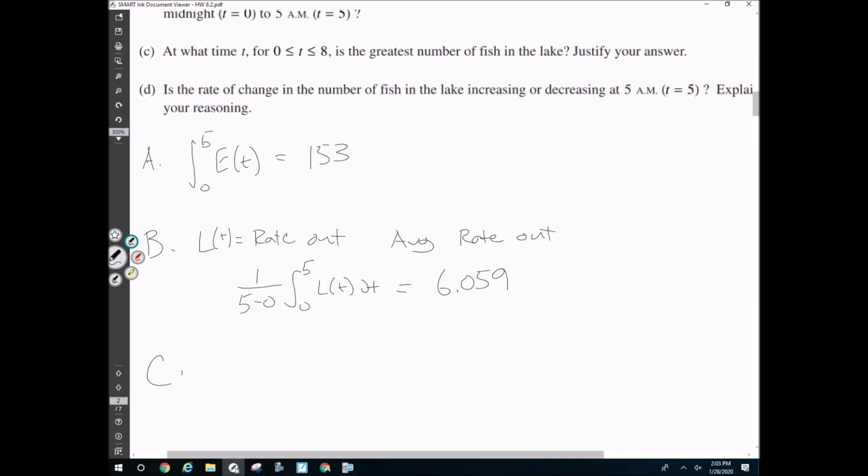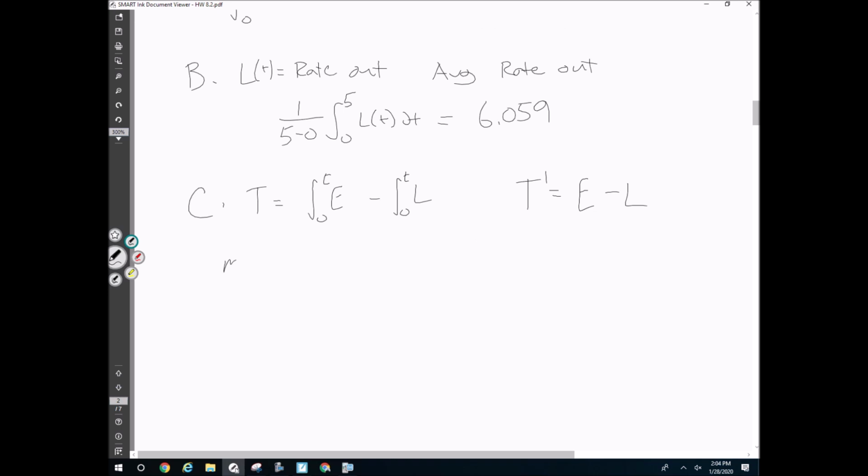Part C, at which time is the greatest number of fish in the lake? Okay, so I'm going to first talk about the total. Total will be an integral from 0 to t of my rate in minus an integral from 0 to t of my rate out. The derivative of our total there is the rate in minus the rate out. Max t will be when t prime changes sign from positive to negative, which is a relative max, or an endpoint.